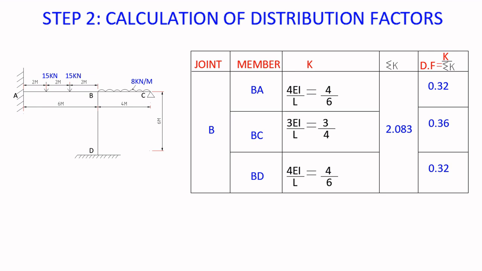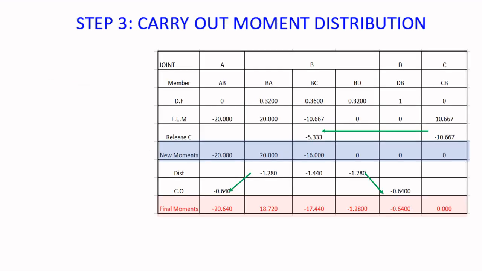And if you do the summation for all the K's, you get 2.083. And now the distribution factors. For BA, it would be 4 over 6 divided by 2.083, and you get 0.32. You get 0.36 for BC, and for BD, again, it is the same as for BA. It's 4 over 6 divided by 2.083, and you get 0.32.